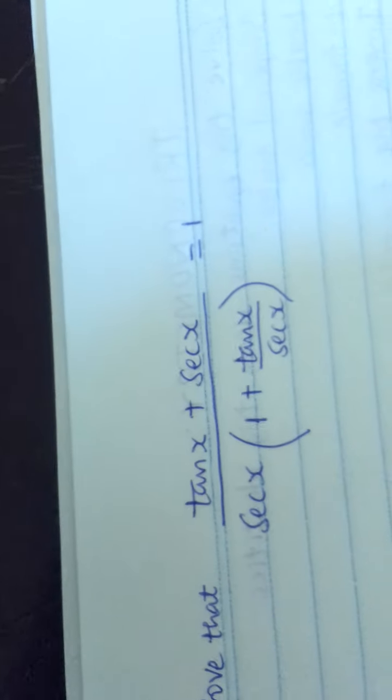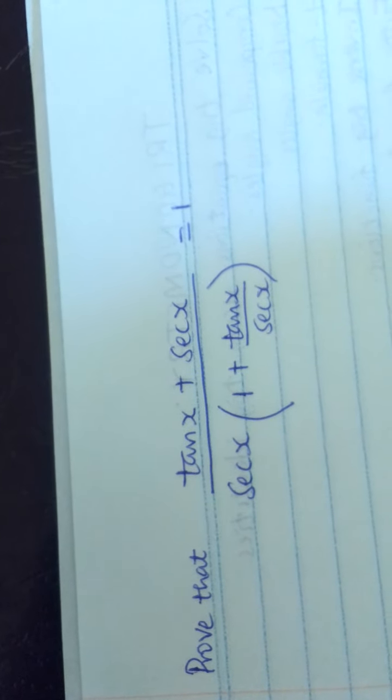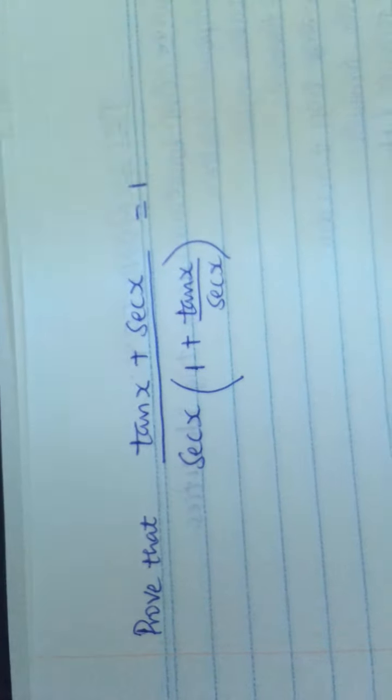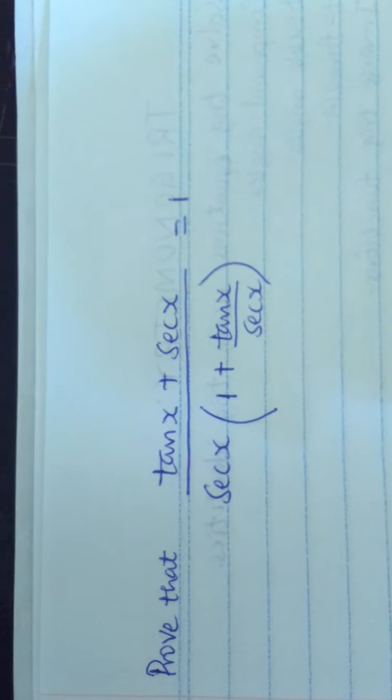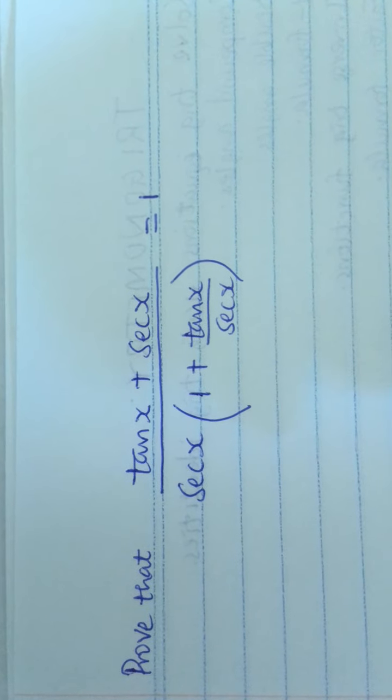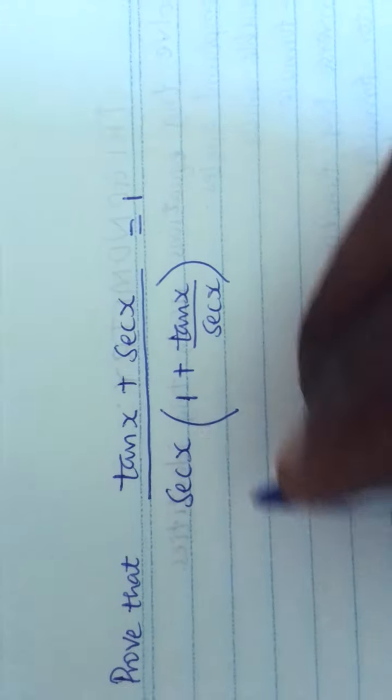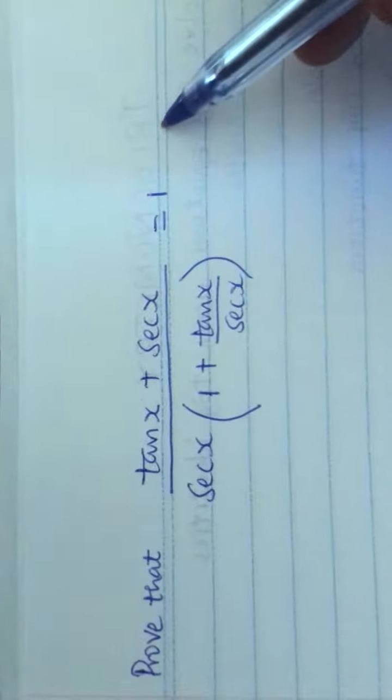So now here we are proving that tan x plus sec x over sec x, into 1 plus tan x over sec x, is equal to 1. As I've told you in the previous example, we have to express these ones in the form of sine, cos and tan. So that is the first thing we are going to do. When we look at this, we are proving that this one is equal to 1.